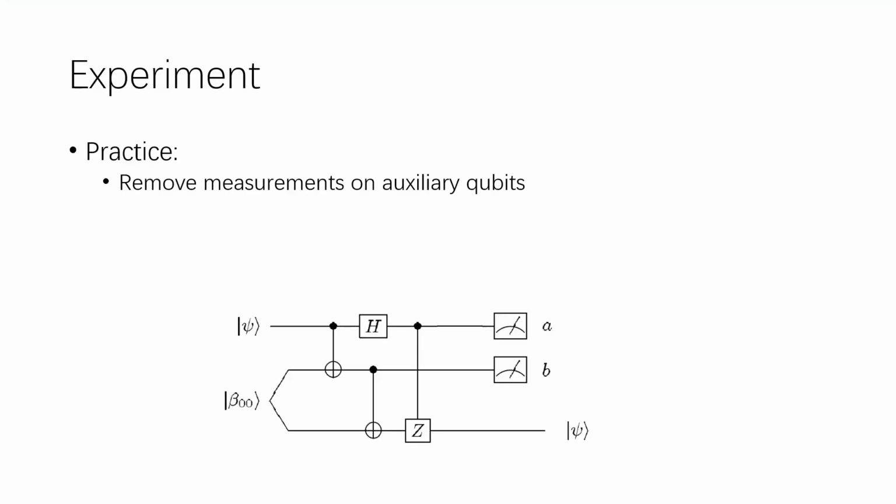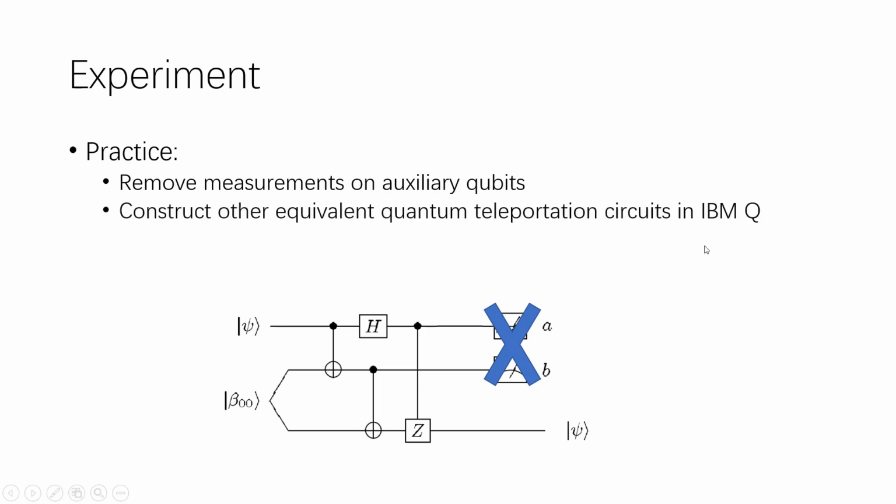Okay, so with that, I would like to go back and show you some possibilities of further practice. I have shown you how to construct a quantum teleportation circuit on an IBM quantum computer, and actually you can do more practice to be more familiar with the fundamentals of quantum mechanics. One thing is that you can try to remove the measurements on the auxiliary qubits to see whether it changes the result, and verify the principle of the quantum circuit. And then you can construct other equivalent quantum teleportation circuits and test them.